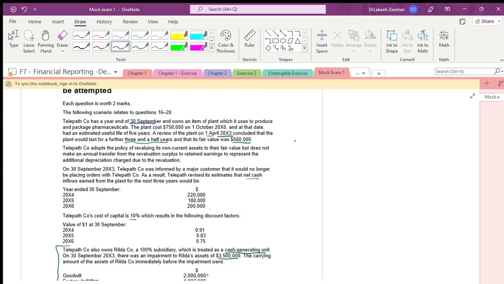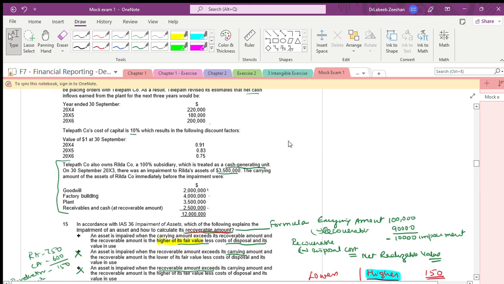750,000 is for 360. It is valued as surplus. The annual transfer surplus represents depreciation. The customer is no longer putting the things here. It is 1. This is 1.